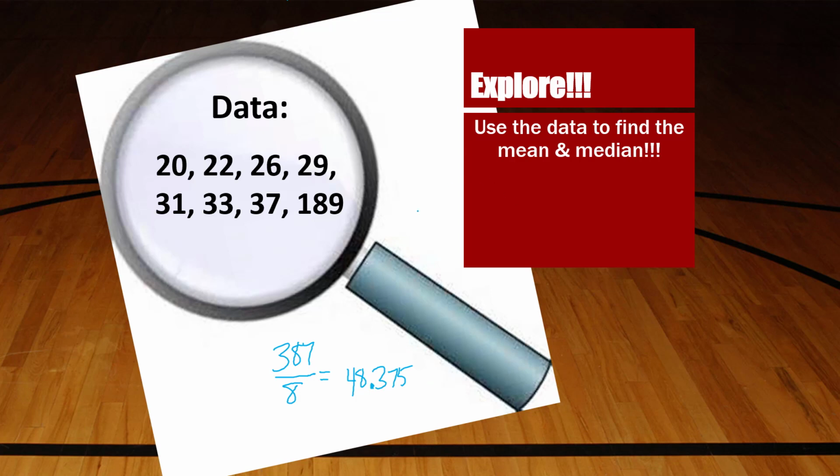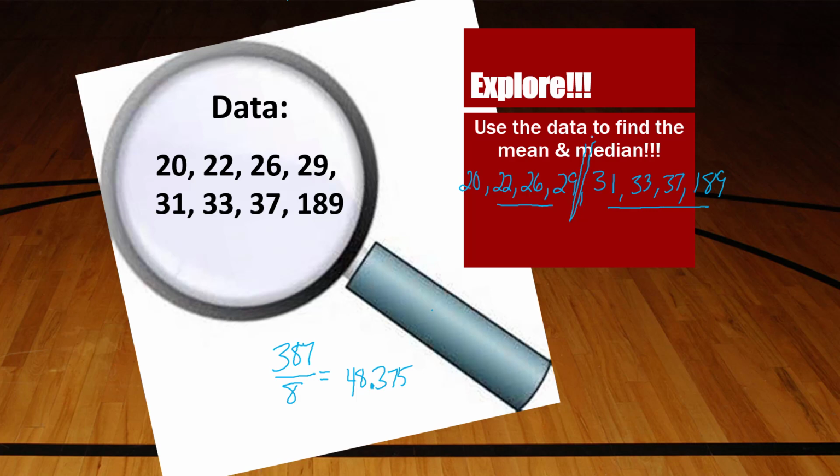Now, median. A couple of things we want to remember about median. We want all of our numbers in numerical order. It often helps to write them all out in one long stream. So 20, 22, 26, 29, 31, 33, 37, 189. Now, since we're looking for the median, I do not want you boxing or circling the two numbers in the middle. I want you evenly splitting your data set so that you have an even quantity on one side and an even quantity on the other side of the bar.